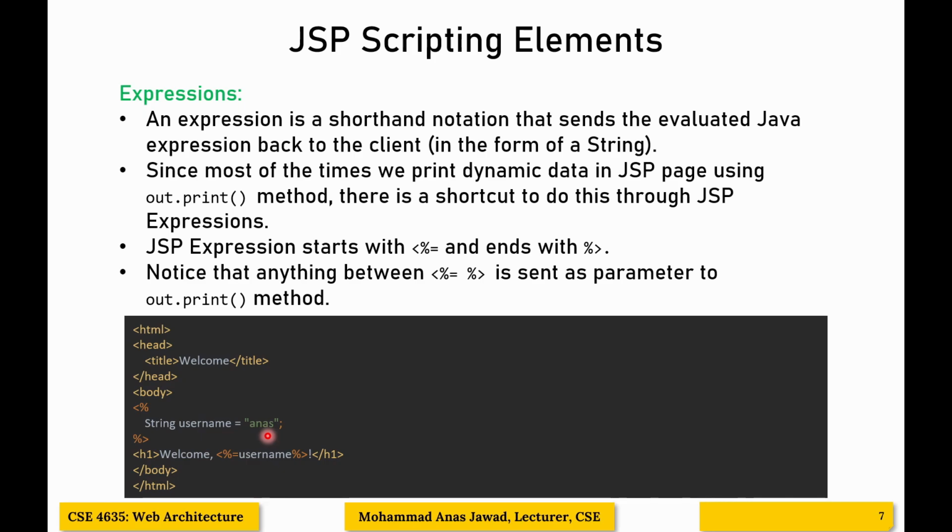Now, to do that, we are using JSP expressions. As you can see, inside the JSP expression tag here, we have written the name username. So whenever this JSP page is going to be processed, this JSP expression is going to evaluate the value of this expression and convert it to anas. So all the client will see is welcome anas. Okay, so this is how JSP expressions can be used to evaluate Java variables.